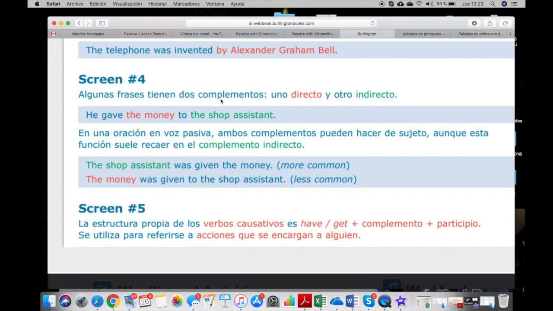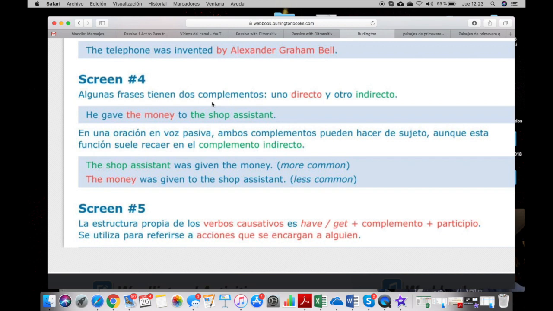Because some sentences have got two objects, that's why they are called ditransitives, ditransitivos. They have one direct object and one indirect object, okay? So this is an example. In the active voice: he gave the money to the shop assistant, right? There are two objects, direct object, the money, and to the shop assistant, indirect object, okay?